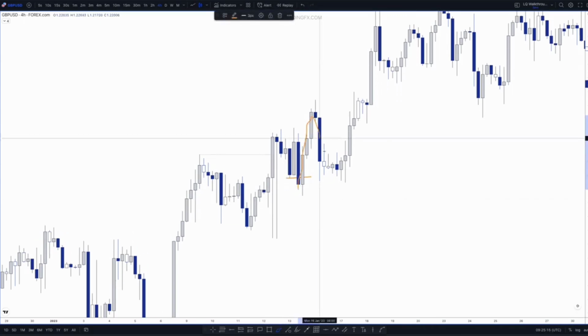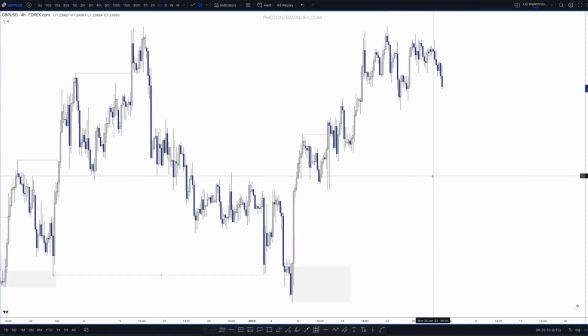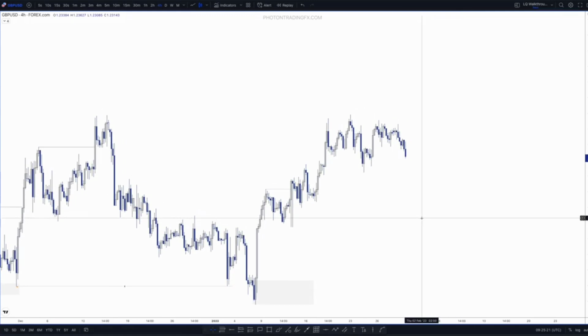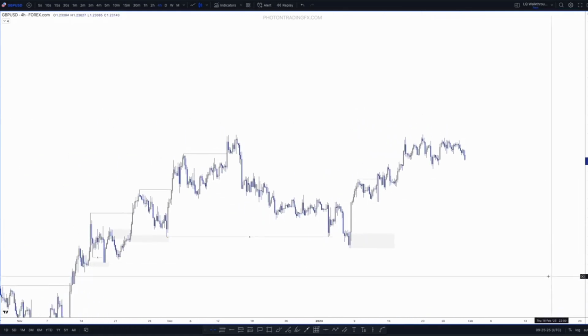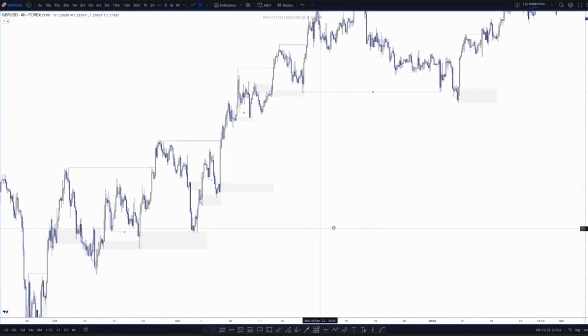So we get a sweep at that level, come back into the sweep POI, and that would be a level there. And then that pretty much brings us to where we are. I don't know if there are any more clean, obvious examples. But yeah, hopefully you can get the idea of what we're looking for. I don't think it's anything too complicated.